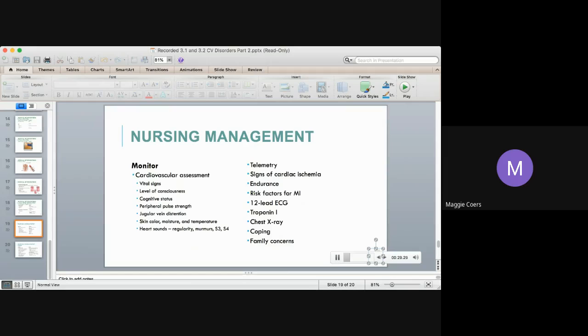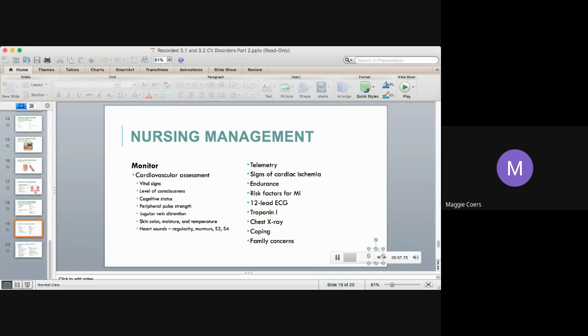Right after the myocardial infarction, we're going to do a lot of monitoring, a lot of cardiovascular assessments, like the things that are listed on the slide. We want to assess how well the heart's pumping and how well the brain is perfused. That's why we test level of consciousness and cognitive state, but also the other things listed on the slide. So we do a really good cardiovascular assessment.